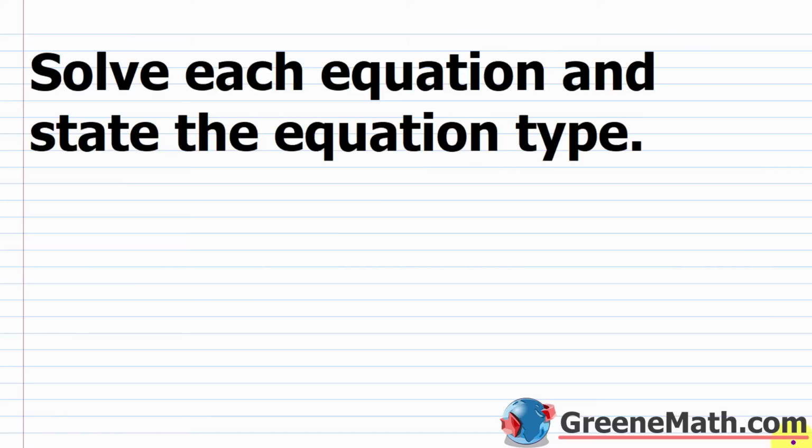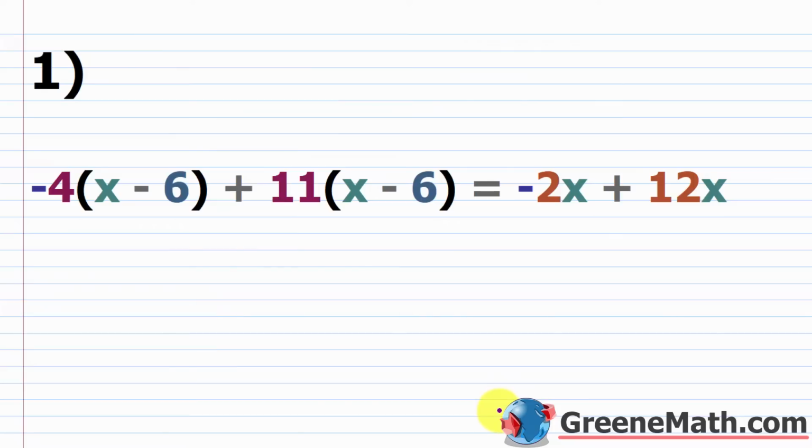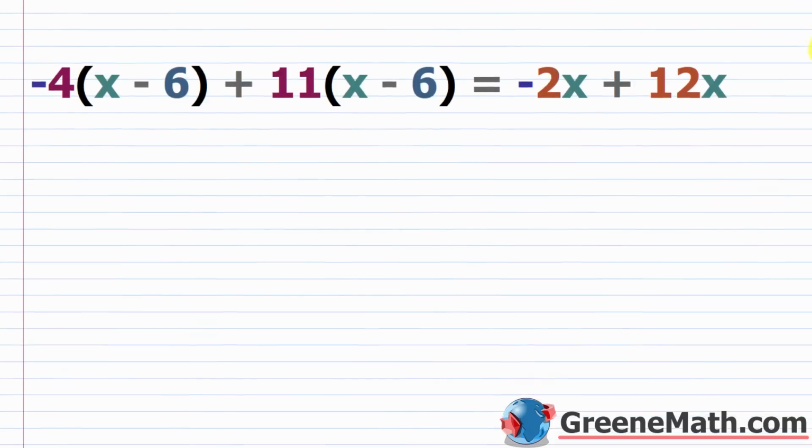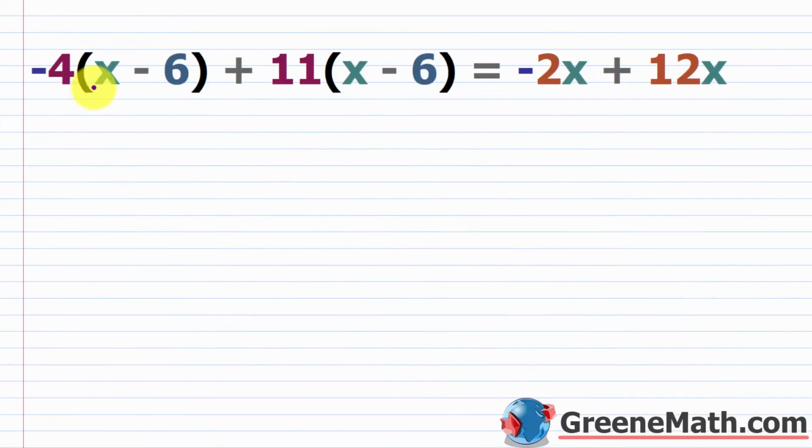All right, let's take a look at our practice test. We're told here to solve each equation and state the equation type. So let's come down here. Let's look at equation number 1. So we have this negative 4 times the quantity x minus 6 plus 11 times the quantity x minus 6. This is set equal to negative 2x plus 12x.